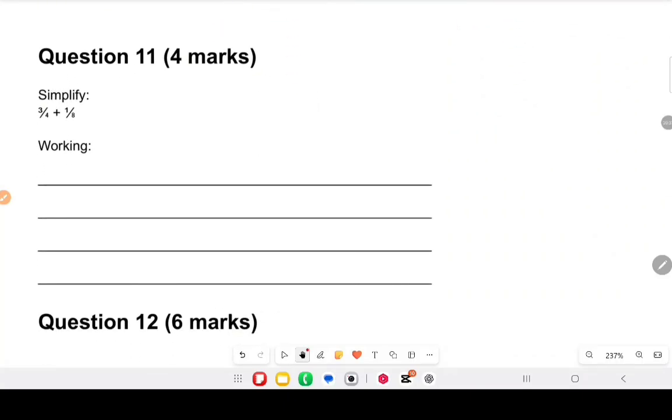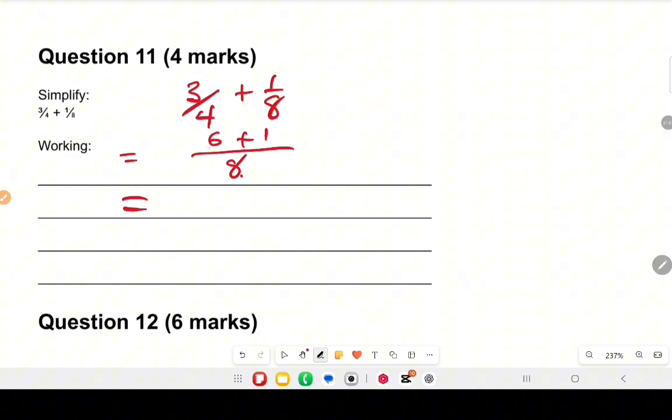Question 11 is talking about fractions, addition of fractions. When we have 3 over 4 plus 1 over 8, what we do here, we look for the LCM of 4 and 8, which is 8. 4 into 8 gives us 2, 2 times 3 gives us 6, plus 8 into 8 gives us 1, 1 times 1 gives us 1. Then our answer becomes 6 plus 1, 7 all over 8.